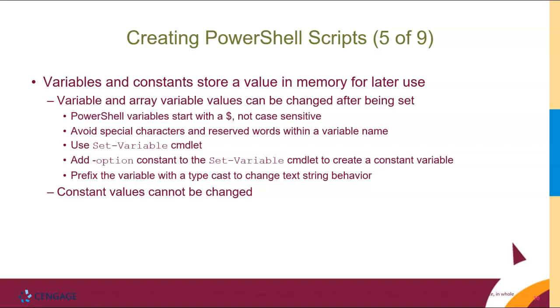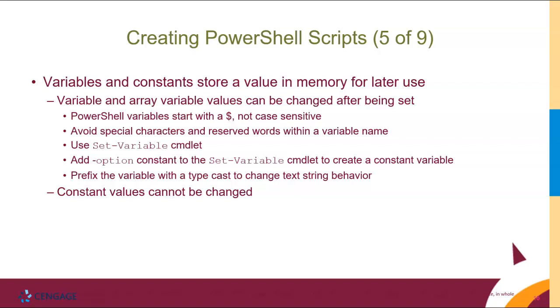So in your PowerShell scripts, variables and constants store a value in memory for later use. Just like any other scripting language, variables work the same way. You can do that by starting the word with a $, which is the variable identifier. So instead of like in Java or JavaScript, where it's var space the name, you put a $, and then the name of the variable equals whatever you want it to equal. You want to avoid special characters and reserved words, which if you use, it'll give you an error.